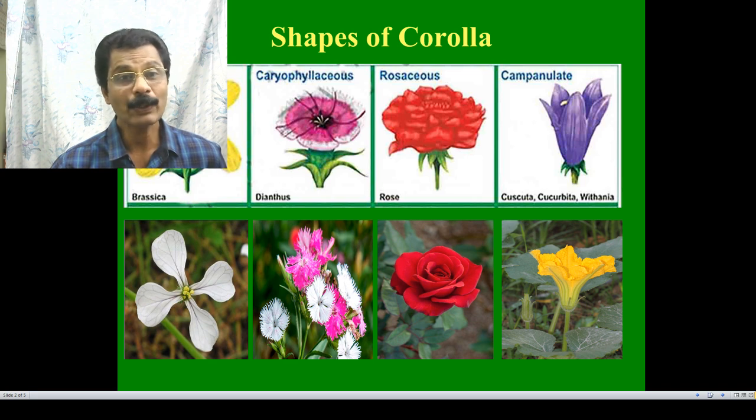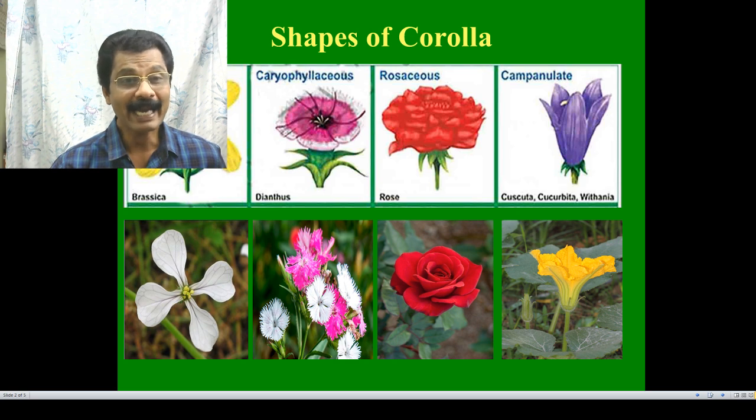And the third one is rosaceous corolla. Here the number of petals is a multiple of 5. They are usually arranged in a ring-shaped manner on the thalamus. You can see in the case of rose, the number of petals is numerous, that is, multiples of 5. They are brightly colored. And such a type of corolla is called rosaceous corolla.